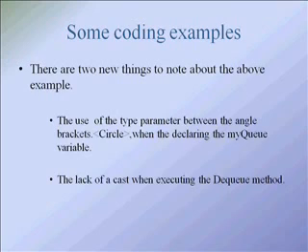As I can remember, Circle was the object that we created within the angle brackets when declaring the myq variable. That means when we are declaring the myq variable, the type parameter should be within angle brackets.